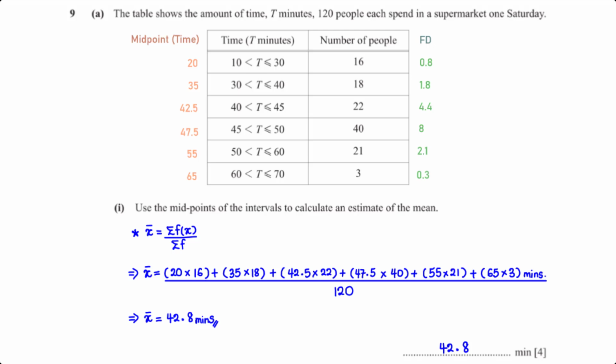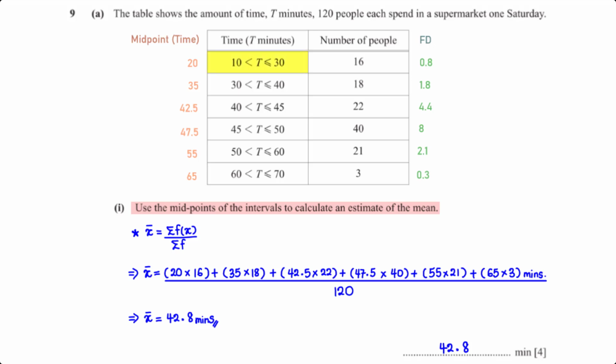The table shows the amount of time, T minutes, 120 people each spend in a supermarket one Saturday. Use the midpoints of the intervals to calculate the estimate of the mean. The mean is equal to sigma f of x, which represents the total time spent in the supermarket on Saturday, divided by sigma f, which is the total number of people who shopped in the supermarket. Before getting sigma f of x, we need to get the midpoints for each of the time intervals.